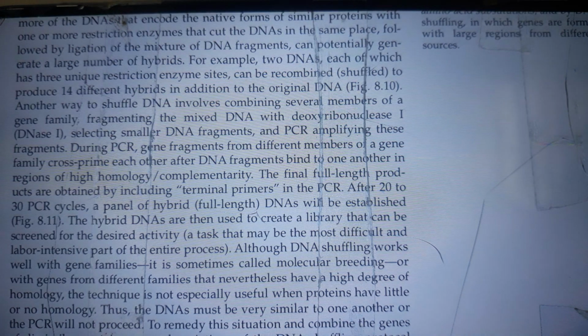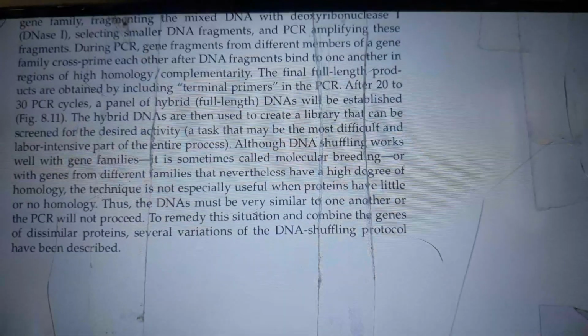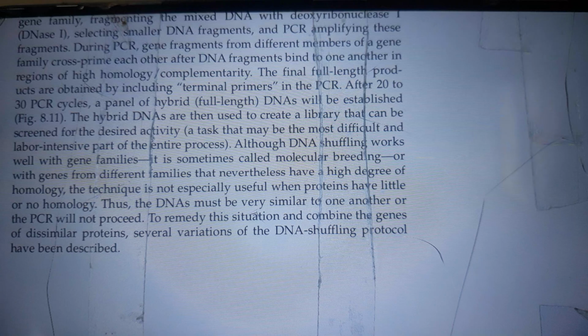Another way to shuffle DNA involves combining several members of a gene family, fragmenting the mixed DNA with deoxyribonuclease I, that's DNase I, selecting smaller DNA fragments and PCR amplifying these fragments. During PCR, gene fragments from different members of a gene family cross-prime each other after DNA fragments bind to one another in regions of high homology or complementarity. The final full-length products are obtained by including terminal primers in the PCR.